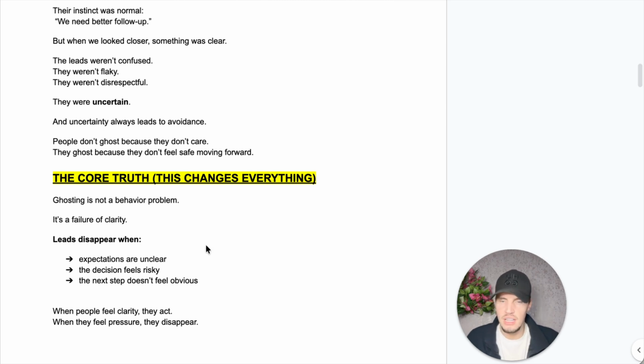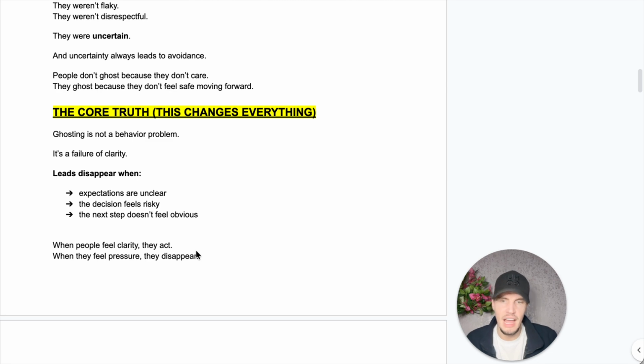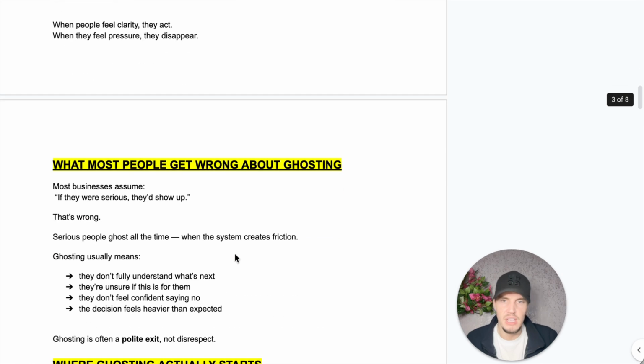It's the same with clients as well. If you are trying to guide a client to a call, and you are misleading them in a way that they are not certain and clear, and don't have full clarity on why they should show up on a call, they will more likely just disappear, because they don't understand the reason and the value. So ghosting is not behavior, it's a failure of clarity. Leads disappear when expectations are unclear, decisions feel risky, and the next step doesn't feel obvious. When people feel clarity, they act. When they feel pressure, they usually disappear. So what do most people get wrong about ghosting? Most businesses assume that if they were serious, they would show up. That's wrong.